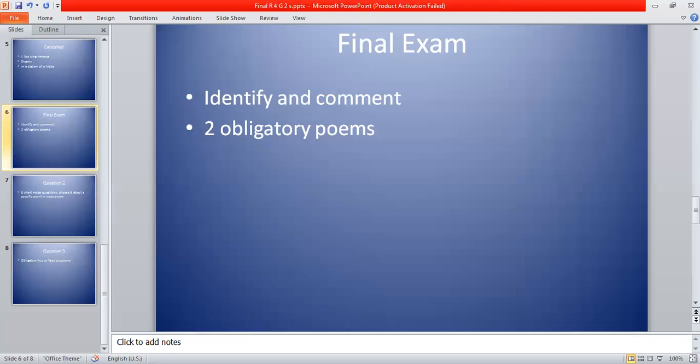What about these two obligatory poems? We have mentioned them in the previous final revision videos specified for all years. The previous final revision videos for all grades mention the poems that you have to study for this question.